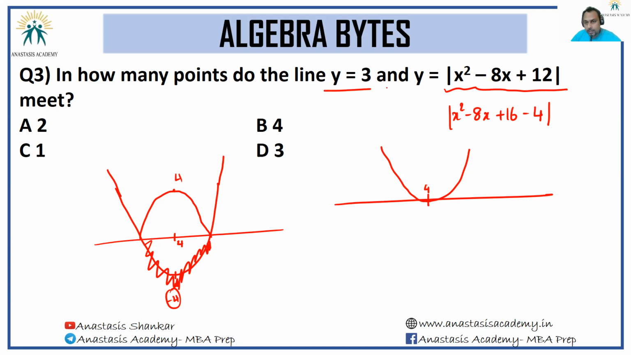Now I have to find out at how many points it will have intersection with y equal to 3. Y equal to 3 will cut it at 4 points. One here, one here, one here, and one here. What are those points? What are their coordinates? That was never asked. It was only asked how many intersection points. Answer is option B, 4.